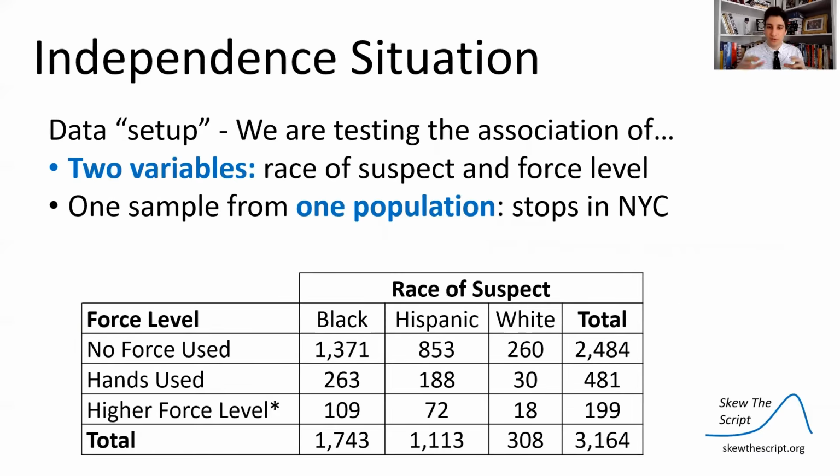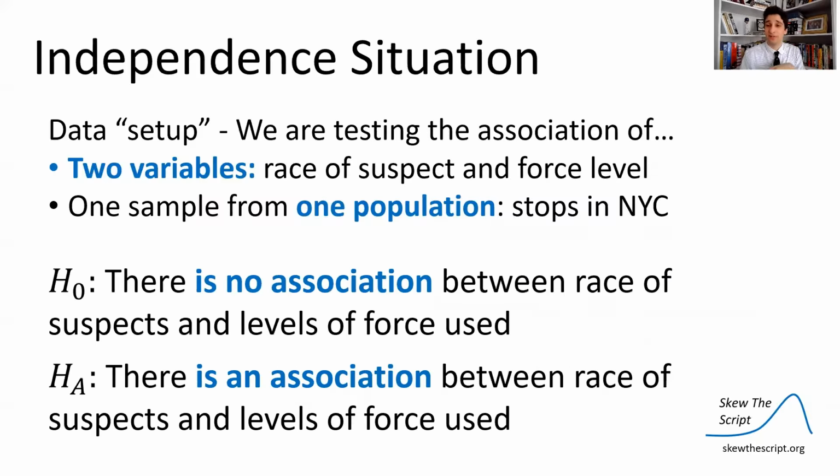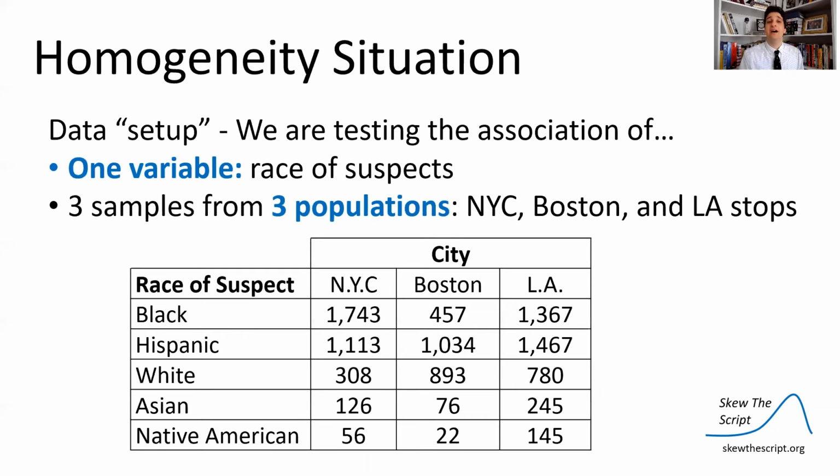Here's the data set. There are 2 variables, in this case race of suspect and force level, and they're sampled from one population, stops in New York City. And so these were our null hypotheses: variable 1 is not associated with variable 2, or they are, and this is what it was like in our context. In a homogeneity situation, the data set is going to be a little bit different.